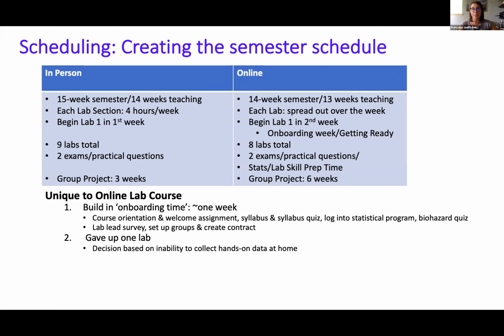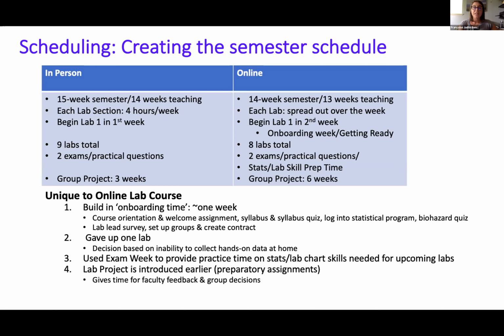We did give up one lab both because we had 1 week less of teaching time and that we were unable to have one of the labs collect data at home. And we added to the course an exam week where we built in that preparatory practice time, as well as that individual lab write-up component. And then lastly, we found in the online course that we needed to bring in the lab project far earlier so that there was time for faculty feedback and group decisions on what their group project was going to be.